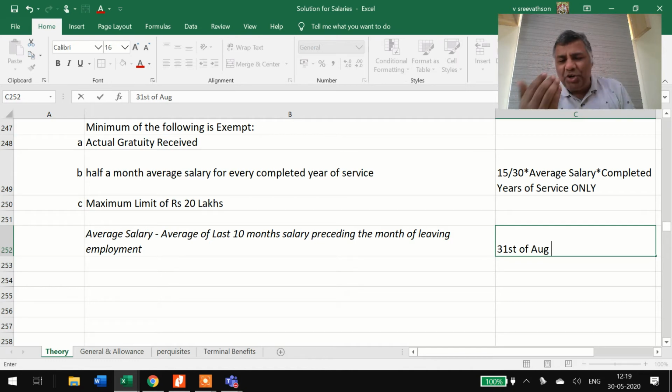So either you go by logic or you can just remember it. If he is resigning on the last date, take that date also. Take that month also. Last day of the month, take it. If he is leaving in between a month, leave that month, go back for 10 months. Average of last 10 months salary preceding the month of leaving employment.